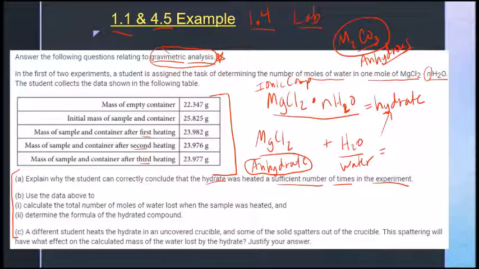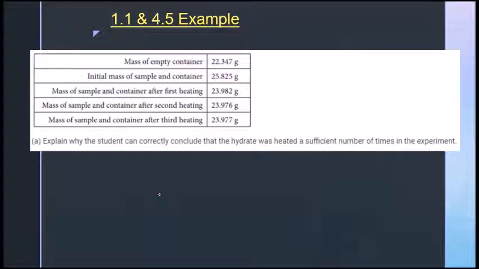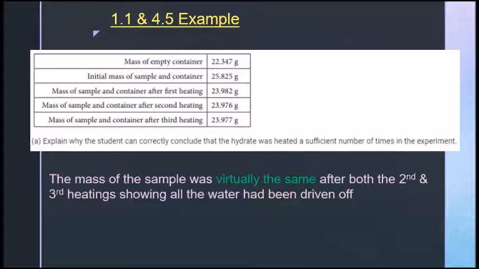Yes, because the mass doesn't change. For the last 2 heatings here, the mass pretty much stabilizes. And when the mass stabilizes, you know you've driven off all of the water. So that would be the first part there. I'm going step by step through it: explain why the student can correctly conclude that the hydrate was heated a sufficient number of times. The mass of the sample was virtually the same after both the second and the third heatings, showing all the water had been driven off. That is a sufficient explanation for part A.